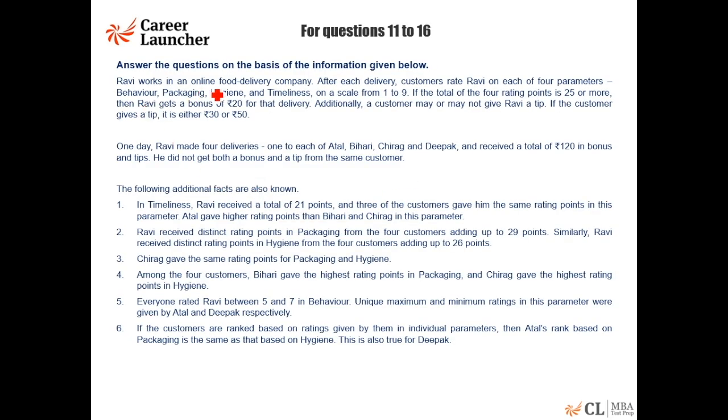Next, Ravi works in an online food delivery company. After each delivery, customers rate Ravi on each of the 4 parameters: behavior, packing, hygiene, and timeliness on a scale of 1 to 9. If the total of 4 rating points is 25 or more, Ravi gets a bonus of ₹20 for that delivery. Additionally, a customer may or may not give Ravi a tip. If the customer gives a tip, it is either 30 or 50.